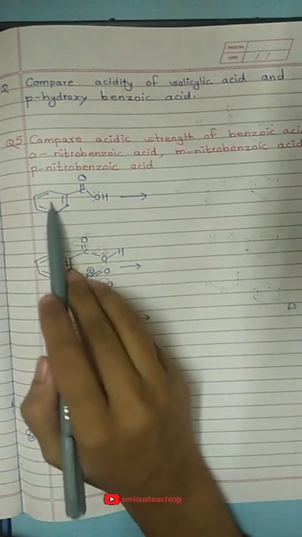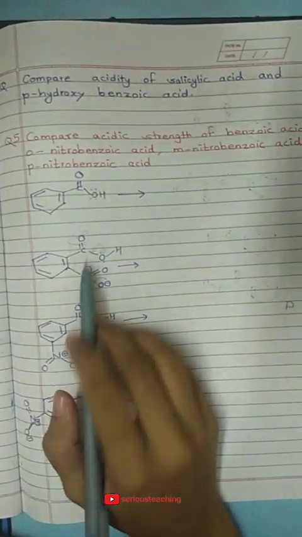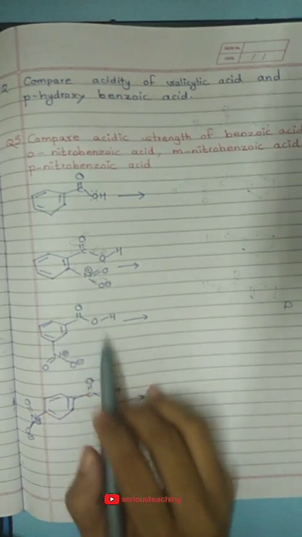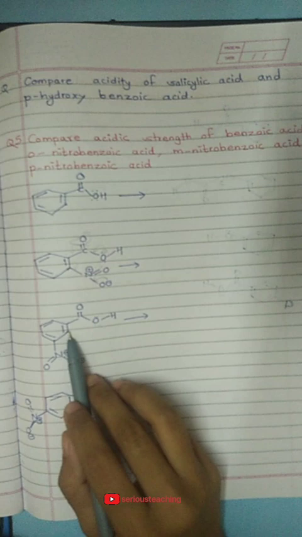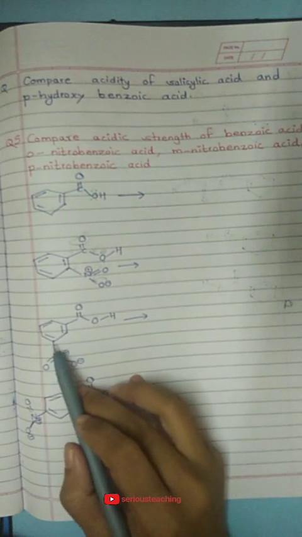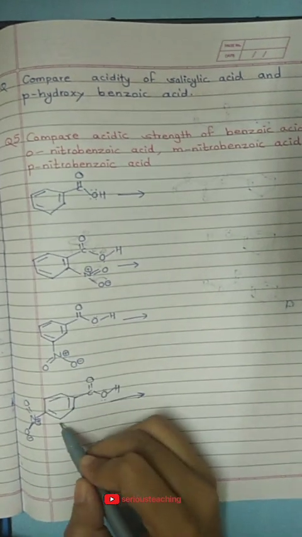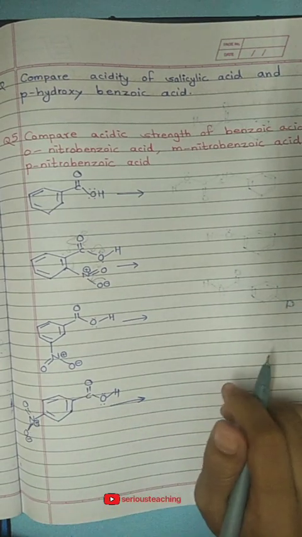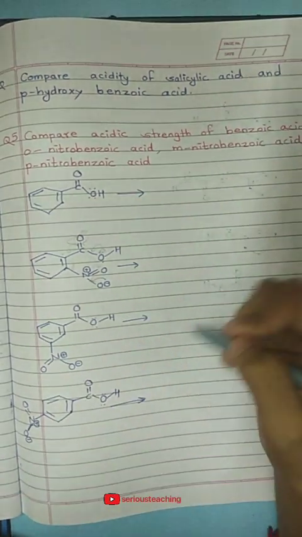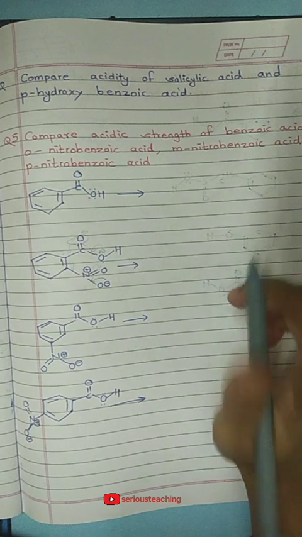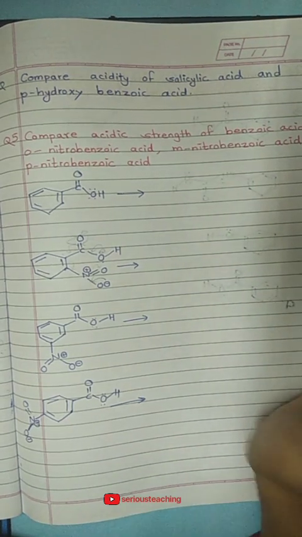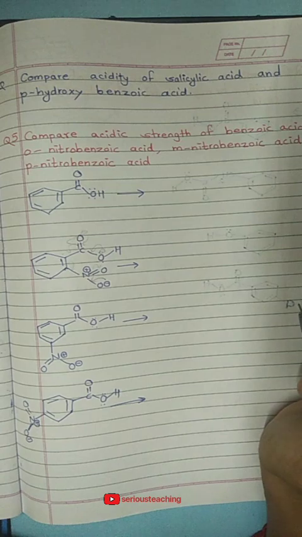So in this case, see here benzoic acid is there. At the ortho position, a nitro group is present. This is ortho, this is meta, this is para. In this one, at the meta position, a nitro group is present, and in this question, at the para position, a nitro group is present. So, for comparing the acidic strength of all these compounds, we have to first identify our acidic proton, and we have to identify the point of differences in all the compounds.